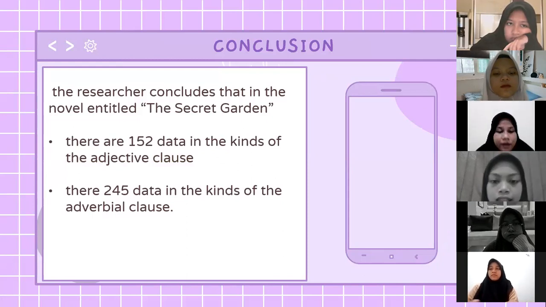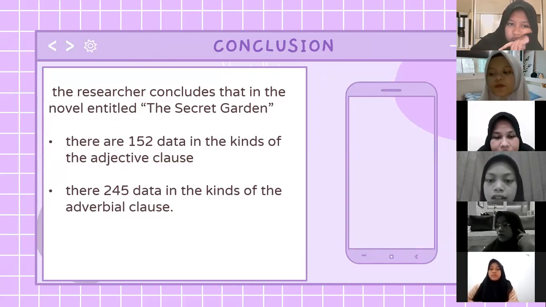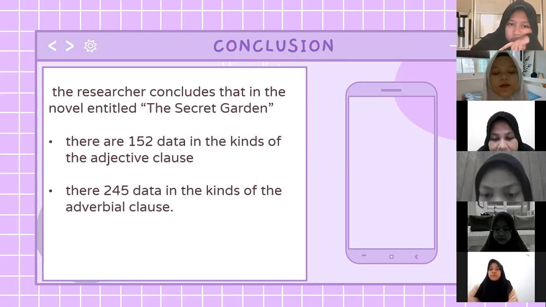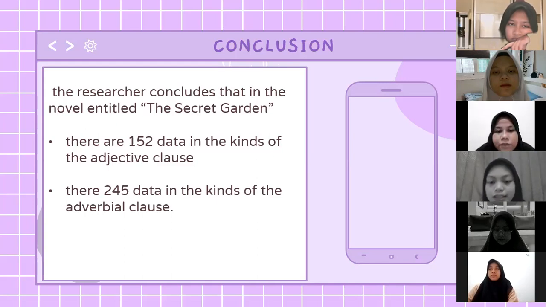Conclusion. After the analysis had been done, the researcher concluded that in the novel The Secret Garden by Frances Hodgson Burnett, there are 252 data in the kinds of adjective clause and 245 data in the kinds of adverbial clause. Next.